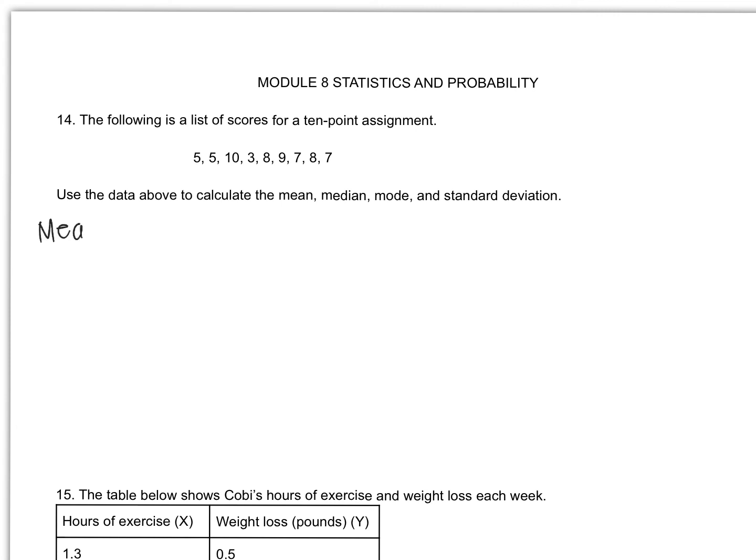In order to calculate mean, we're going to add up all of our numbers and then divide by the total that we have. So that means we're going to do 5 plus 5 plus 10 plus 3 plus 8 plus 9 plus 7 plus 8 plus 7. And we get 62 divided by the total amount of numbers we have, which is 9, which gives us a mean of 6.8 repeating, or 6.89.